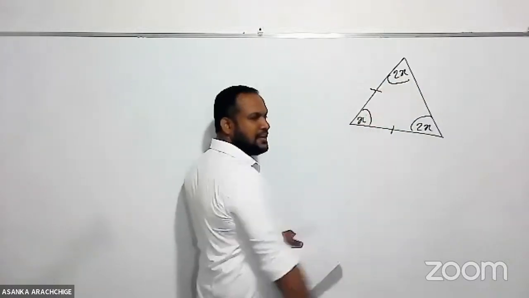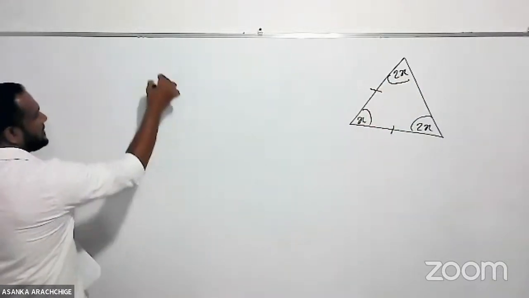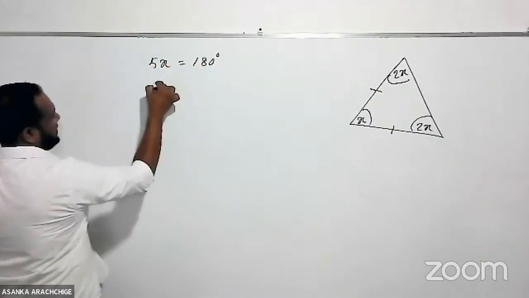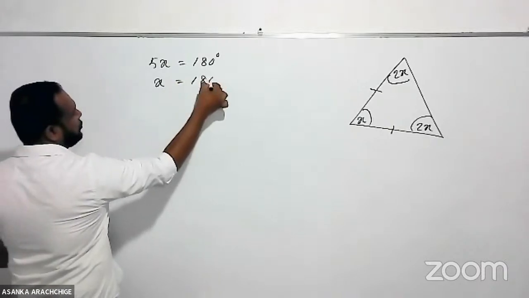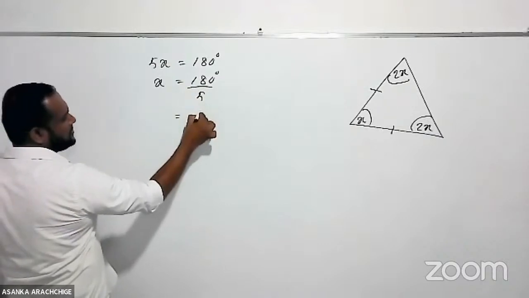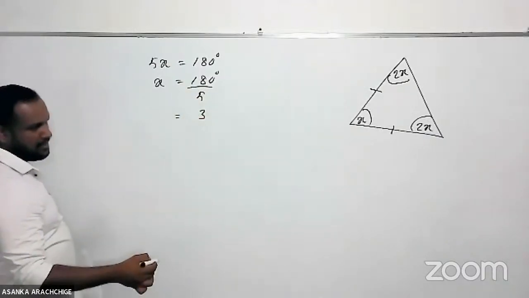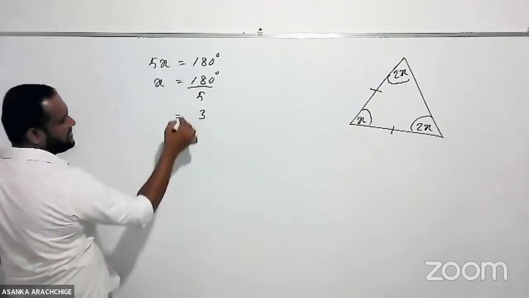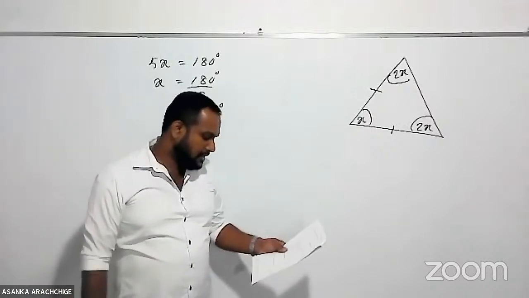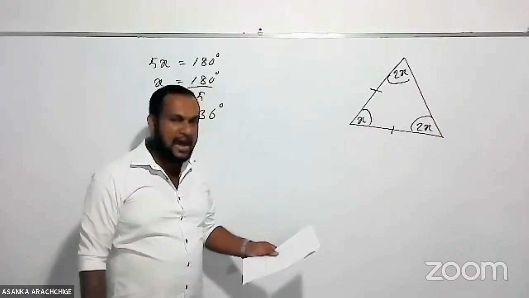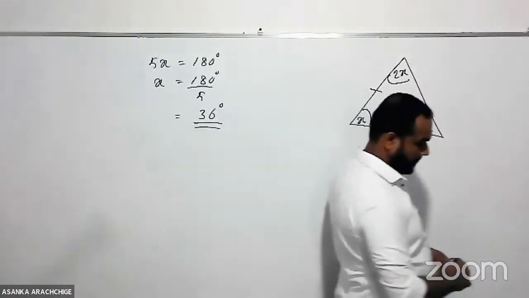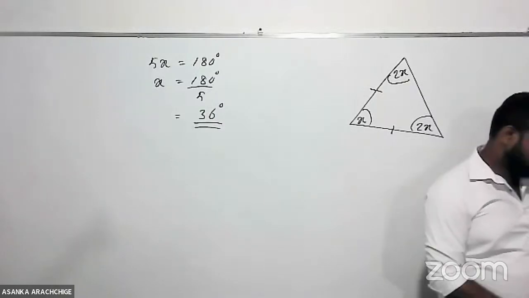2x, 2x, x, in total 5x. 5x is equal to 180. x is equal to 180 divided by 5. How much? 5 times 3, 15, and 3 remaining, 30, 5 times 6. In this figure, find the value of x. Answer: 36 degrees.